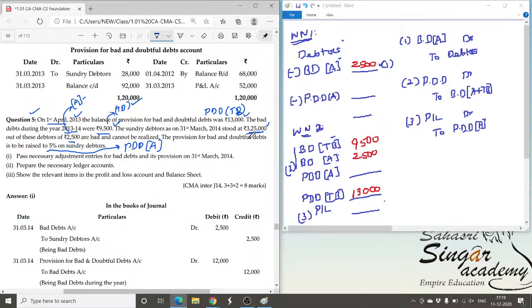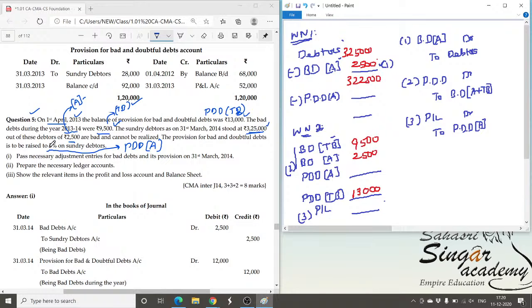And here it is 3,25,000. The balance in the debtors account is 3,25,000 before this bad debt. So as this bad debt is there, you subtract it from the debtors, because we are not going to recover it. Out of 3,25,000, 2,500 will not be recoverable. So the balance of 3,22,500 could be recoverable here.